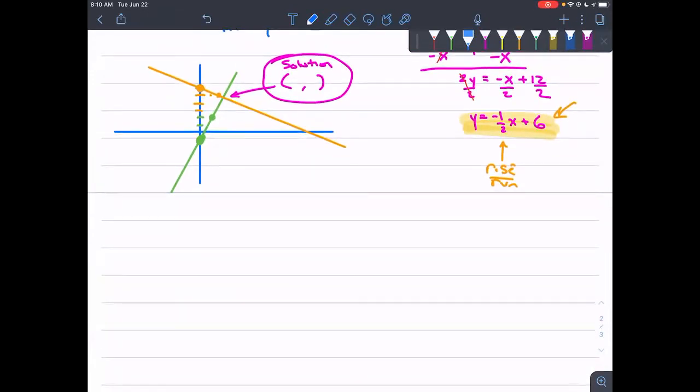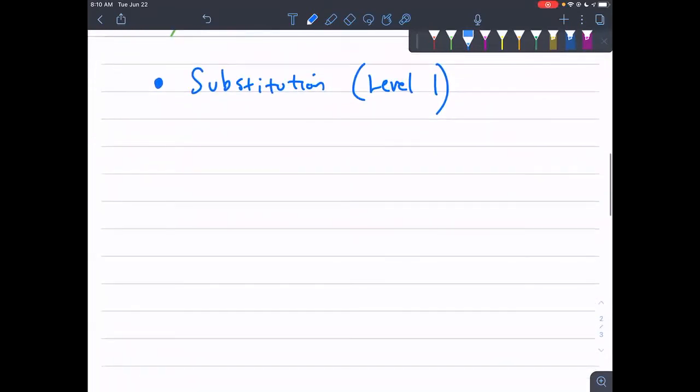Okay, so next we'll look at something a little bit different, substitution. Level 1. Still dealing with systems, so still dealing with 2 equations. Y equals 8x and y equals 4x plus 8.